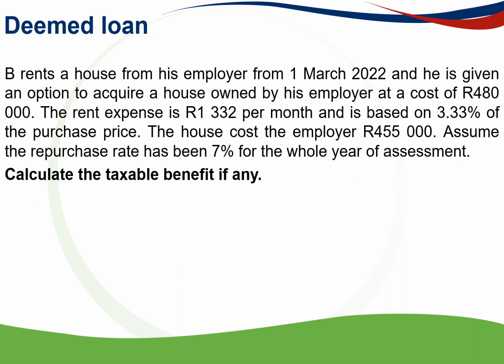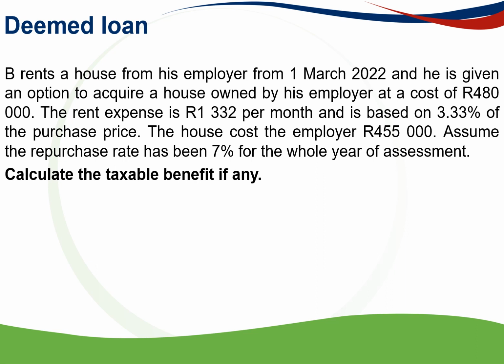A deemed loan mustn't be confused with the accommodation fringe benefit, because here B rents a house from his employer from 1 March 2022 and is given an option to acquire the house owned by his employer at a cost of 480,000 Rand. So that would be stipulated in the agreement. And the rent expense is 1,332 Rand per month and is based on 3.33% of the purchase price. And the house cost the employer 455,000 Rand, and assume the repurchase rate or repo rate has been 7% for the whole year of assessment. Calculate the taxable benefit, if any.